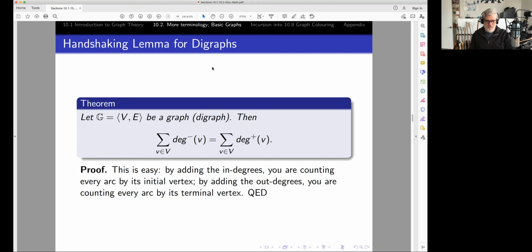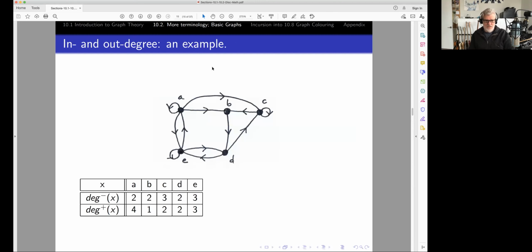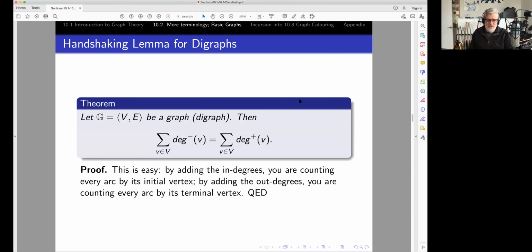So maybe I can go back to the previous one here. If you add up all the in degrees, you get 12 like that, and here 12 also like that. Which is, notice, exactly the number of arcs: 1, 2, 3, 4, 5, 6, 7, 8, 9, 10, 11, 12. So it's even simpler than the undirected case in a sense. It's an almost trivial observation.